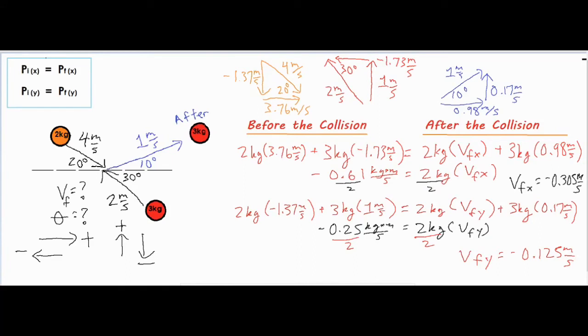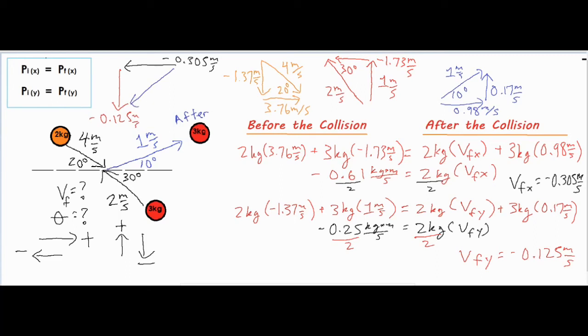So I have an x component that's negative, and remember, negative is to the left. So I have negative 0.305 meters per second. And then we always go tip to tail when adding vectors. So at the end of this tip, I'm going to add the tail, the bottom of my vector. And then that one is negative also. So negative means down in the vertical direction. So this one is going to be negative 0.125. My final answer is going to be the hypotenuse of that triangle.